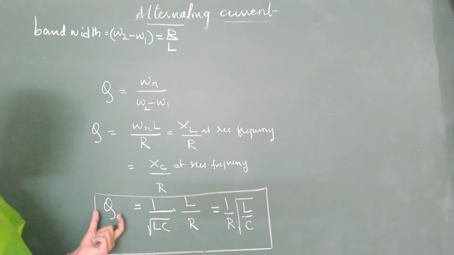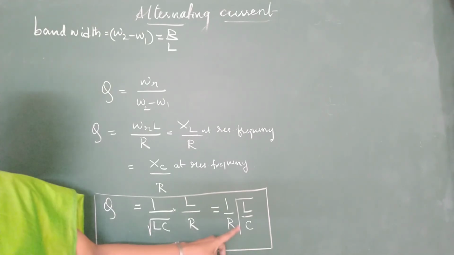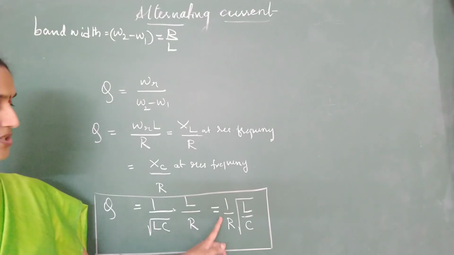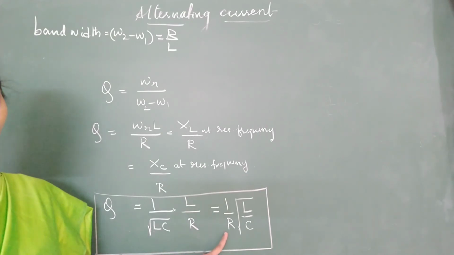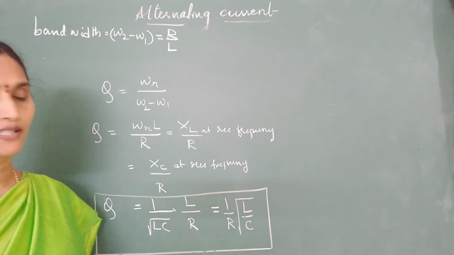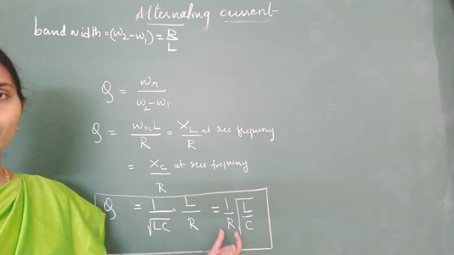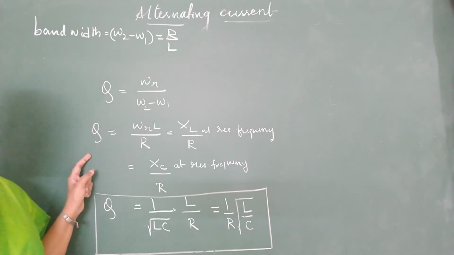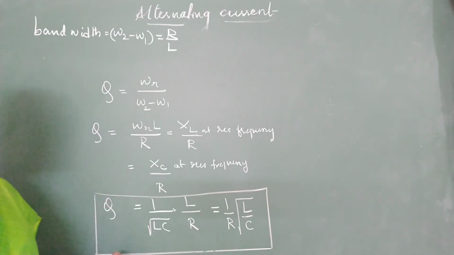So if you want a sharp resonance, keep the resistance of the circuit as small as possible, because resistor is an energy dissipating element, whereas inductor and capacitors are energy storing devices. If you reduce this energy dissipating value, then obviously quality factor will increase. So this is regarding the quality factor.